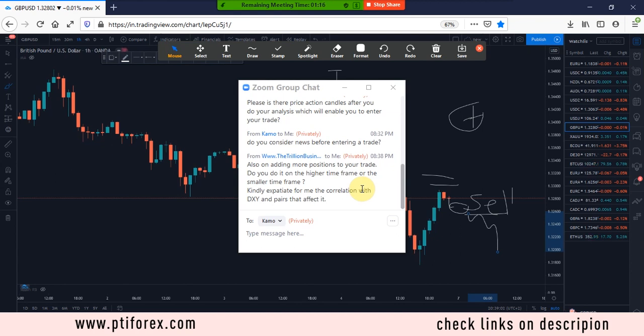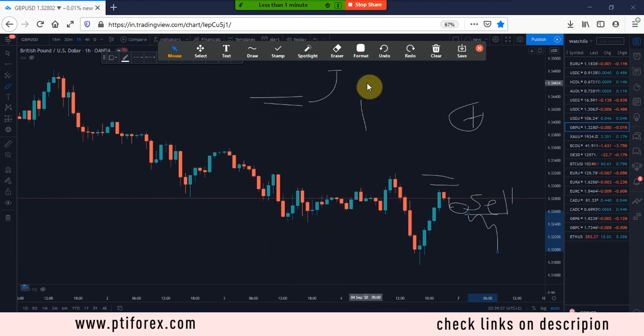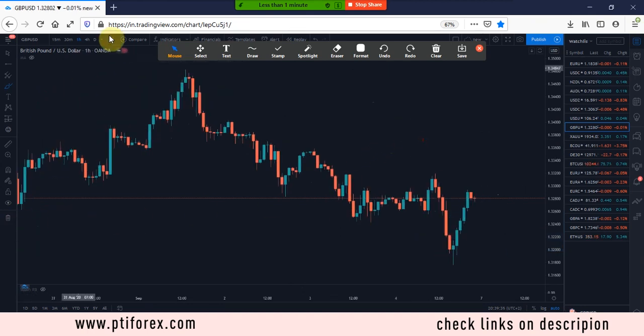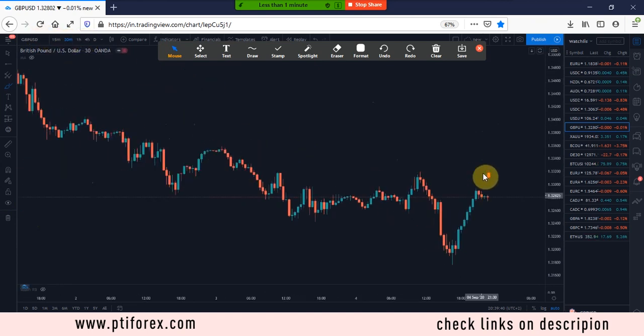Also, on adding more positions to your trade, do you do it on the high time frame or the smaller time frame? Kindly expatiate on the correlation with DXY pairs that affect it. Okay, here is one thing. I'm already left with a few seconds. When it comes to scaling your trades, meaning adding more positions, you need to make sure that you do it on the lower time frame. Why? Because on the lower time frame, there is clarity in the structure of the market.